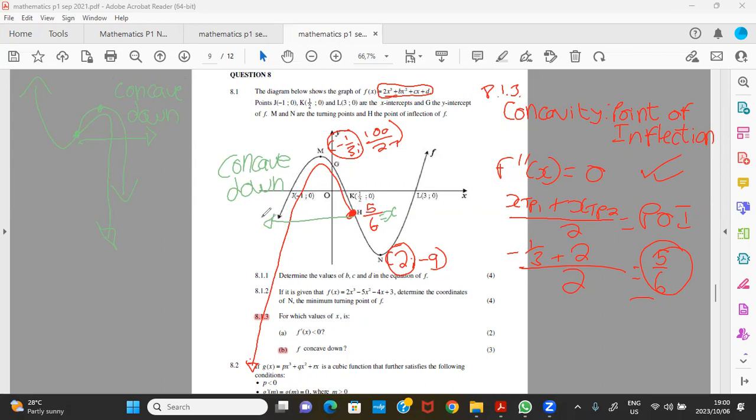Going to the left, as I go to the left on my x-axis, I will end up at negative infinity. So all of the x values become less than 5 over 6. That's how we write them. So my answer will just be x is less than 5 over 6.